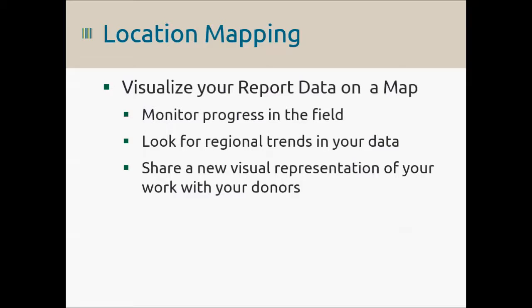The new location mapping module allows you to see records that have a geolocation associated with it on a map. This can be used to monitor where progress is happening in the field, assist you in observing regional trends in your data, and also gives you a visual representation of where you're making an impact.